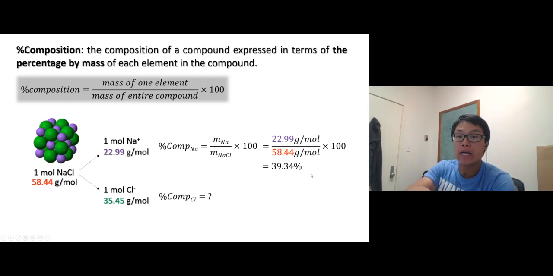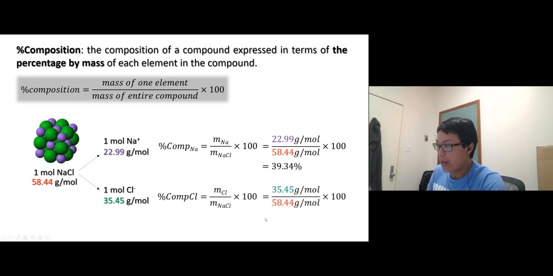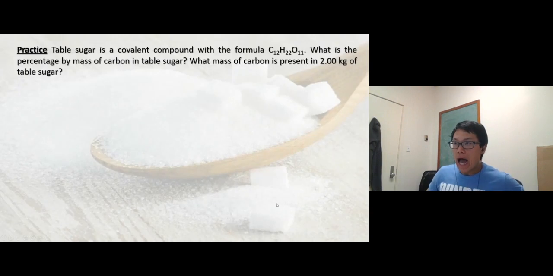Pause the video right here and do the percent composition of chlorine for me. All right, so it's basically the mass of chlorine over the total mass times 100. 35.45 divided by 58.44 times 100. You get 60.66%.